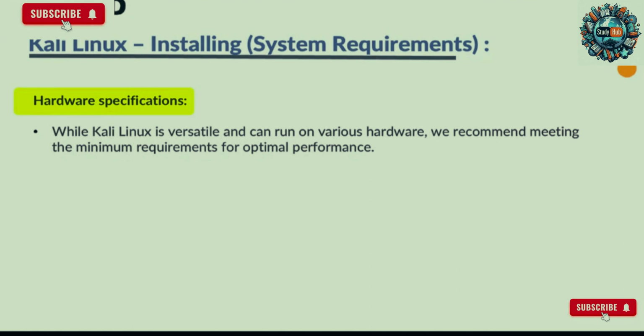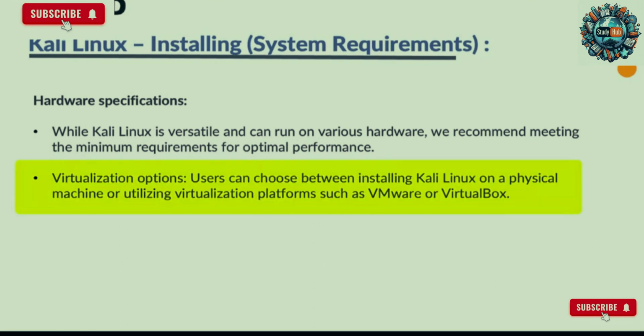Before we jump into the installation process, let's ensure your system meets the necessary requirements for a seamless Kali Linux experience. Ensure your system meets the minimum hardware requirements for Kali. That includes a decent processor, sufficient RAM, which is approximately about 2 GB, and ample disk space, the minimum being 20 GB. Understand the virtualization options available. Whether you choose a physical installation or opt for virtualization platforms like VMware or VirtualBox, select the method that suits your needs.